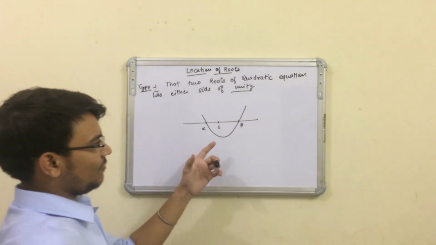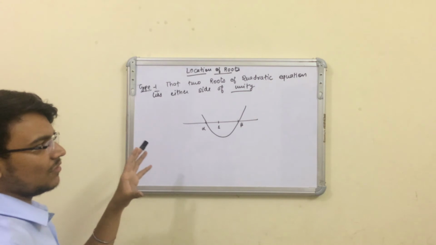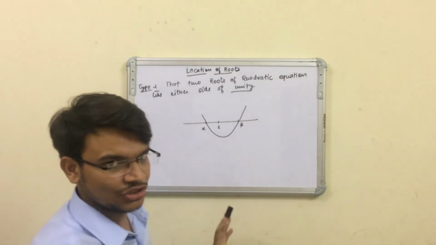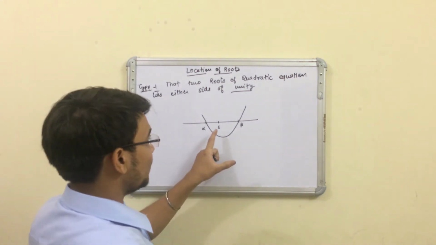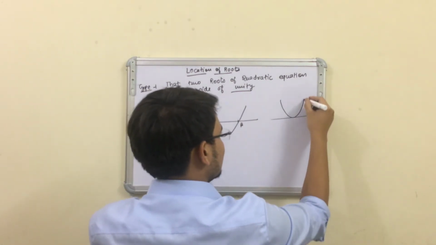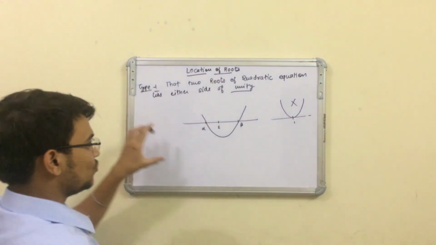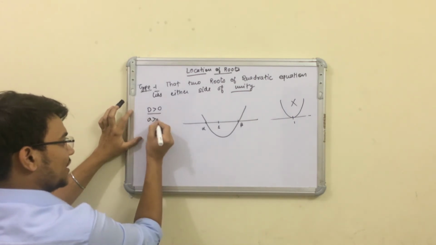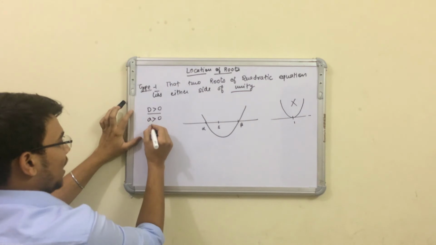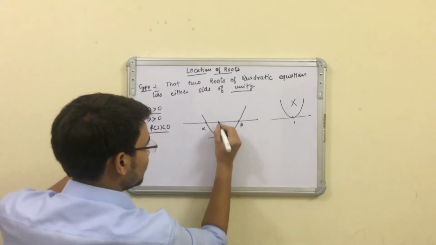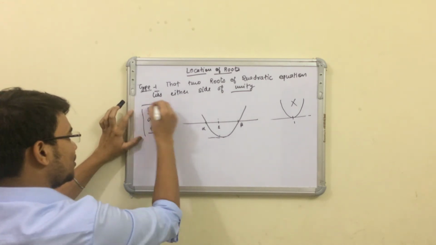We can infer from our knowledge of graphs that we discussed earlier that D should always be greater than 0. It should not be equal to 0, because the roots lie on either side of unity, so the graph should not be like this. This should not be valid. So the first condition is D greater than 0, and a should be greater than 0 if we consider this graph, and f of 1 should be less than 0. Because f of 1 should be less than 0 if a is greater than 0. This is the first set of conditions.